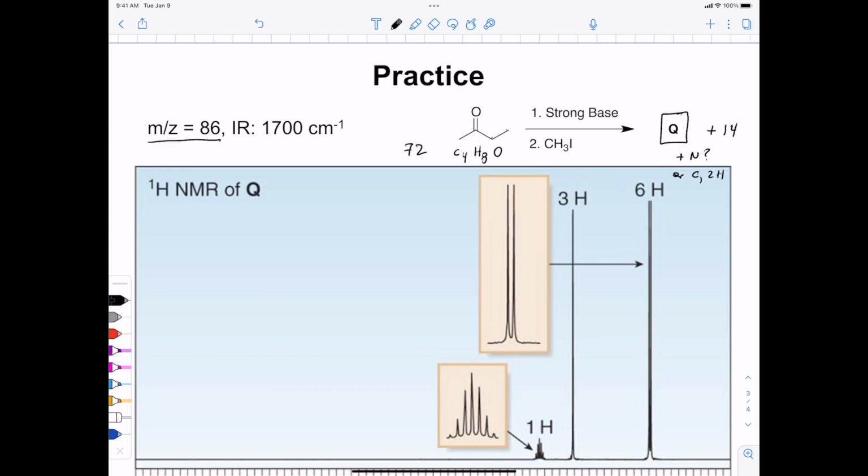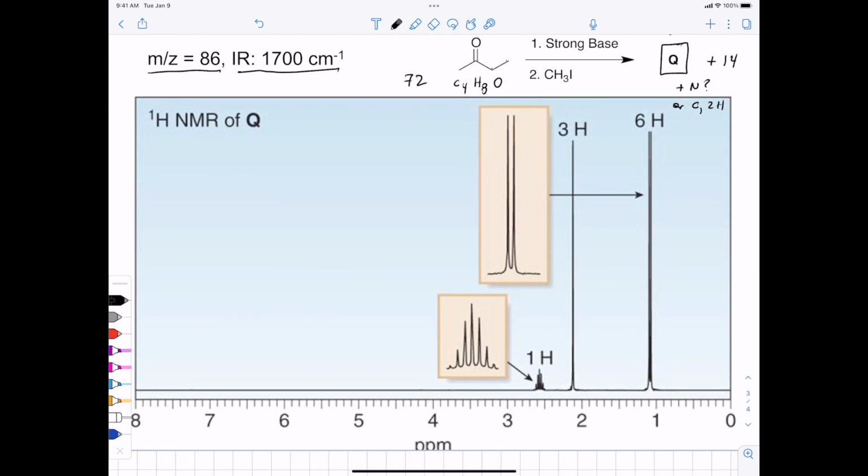Now, what does this IR peak tell us about product Q? Still got the carbonyl group. Okay, still got the carbonyl group. All right. So, good. Let's move on from there.